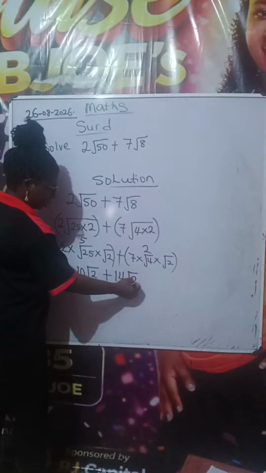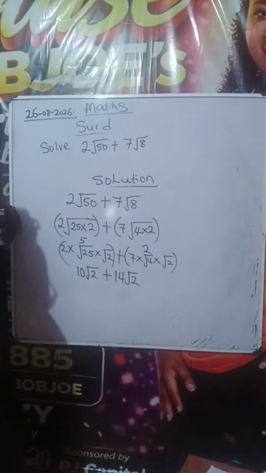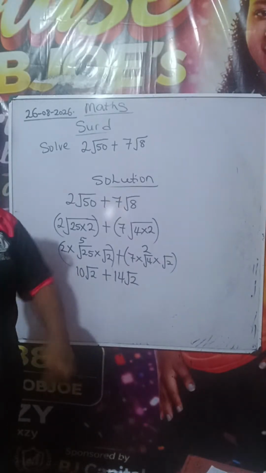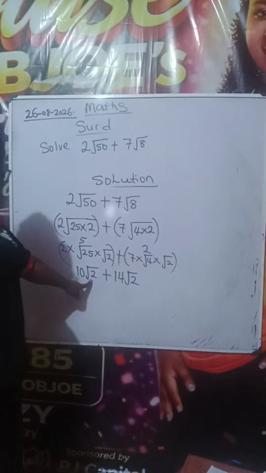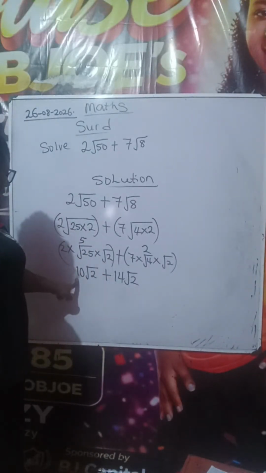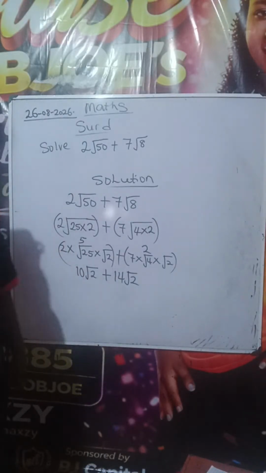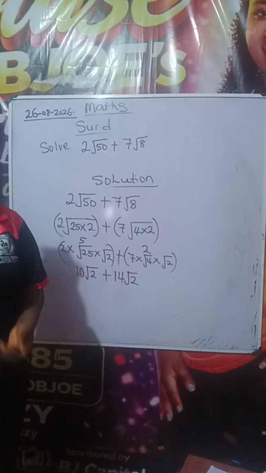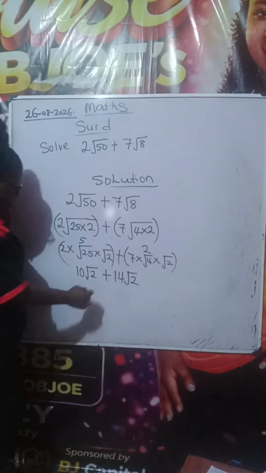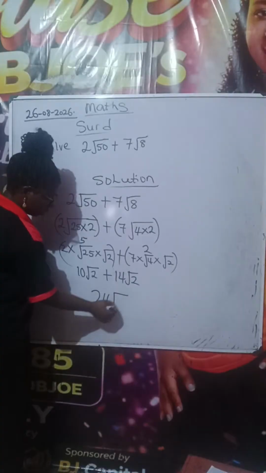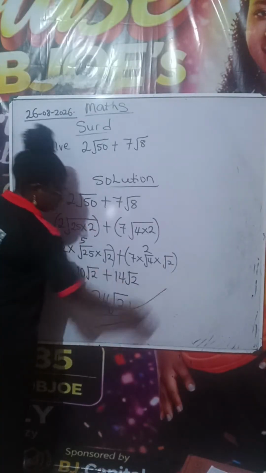then root 2. Now look at it like this. Can we add it together? Is it possible? Yes, because the root is now the same. Now you add 10 plus 14 only. 10 plus 14, what do we have? 24, correct. So we have 24 root 2, just pick one root 2. And that is the answer.